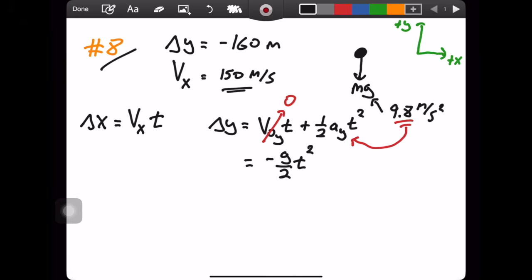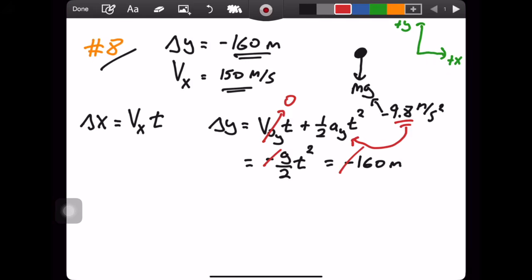I plugged in the 9.8. The 9.8 has a negative sign because it's going down, and we've defined up as positive. So we now know that we can express the vertical displacement as a function of t. And even better, we already know that this equals 160 meters dropped, which is negative 160 meters if you think about negative being down. And so this is negative 160 meters. That's nice because the negative signs cancel out.